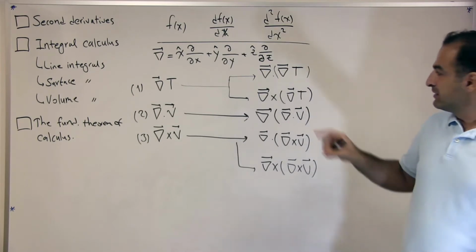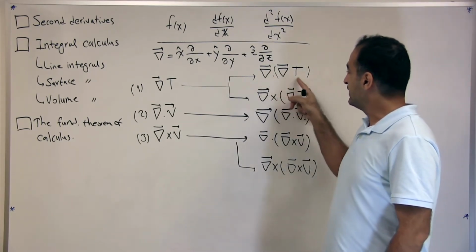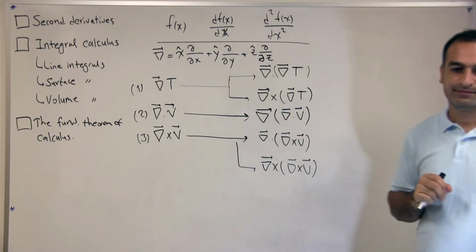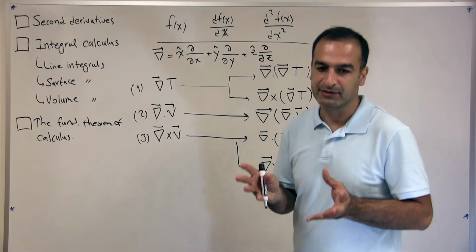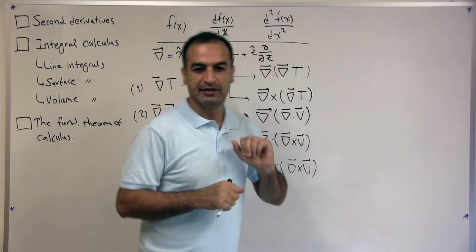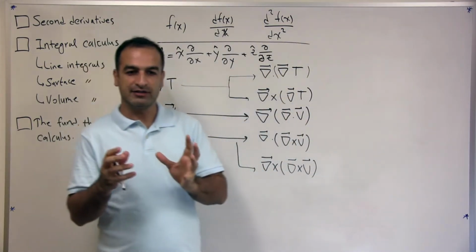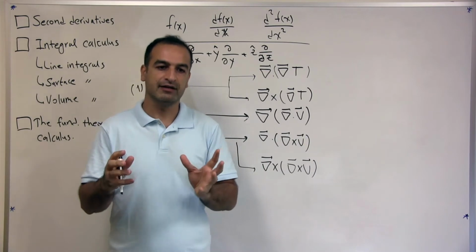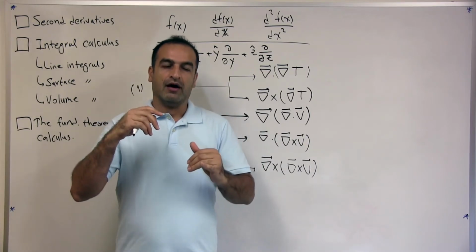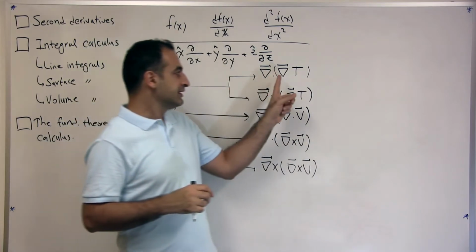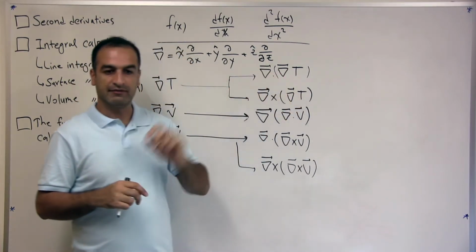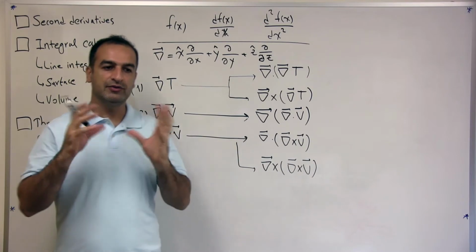The divergence of gradient of T. So how would you want to expand this? What does it really mean? Think about T, it's a function of 3 variables, a function of x, y, z, and then we are taking the gradient and then divergence. How do you expand this?